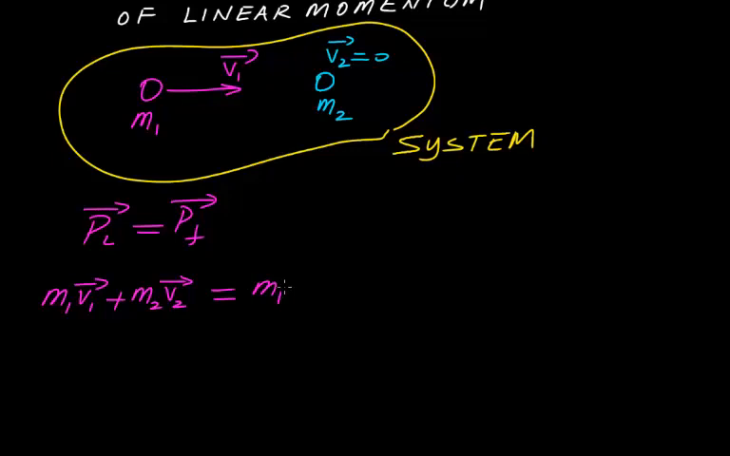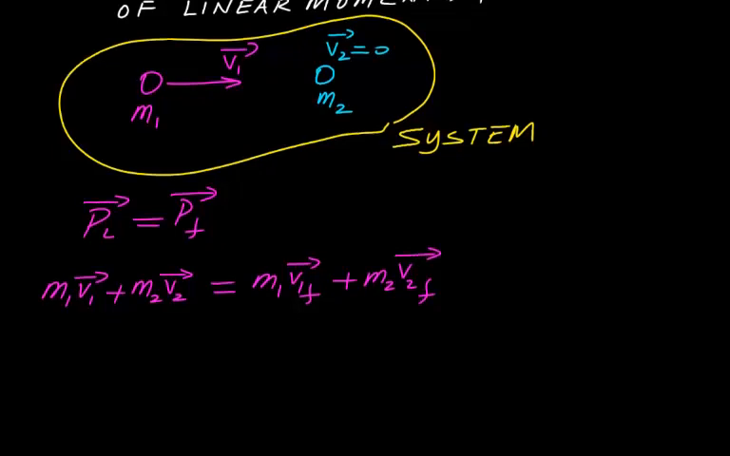M1 is going to move with a different velocity. I'm going to call it V1 final, plus the momentum of M2 times its own velocity after the collision, which is V2 final. This is how you're going to write down the expression for the conservation of momentum. The entire system has its momentum conserved, not the individual parts.